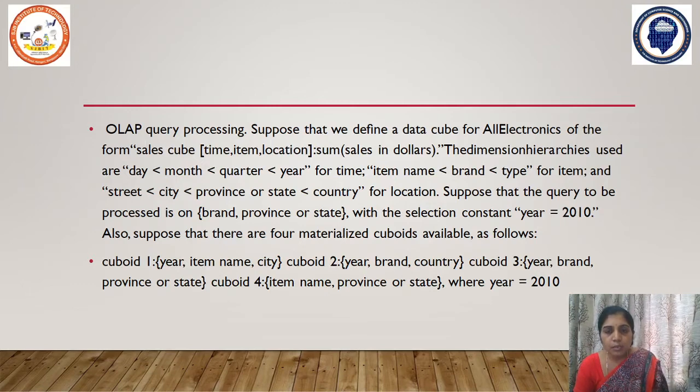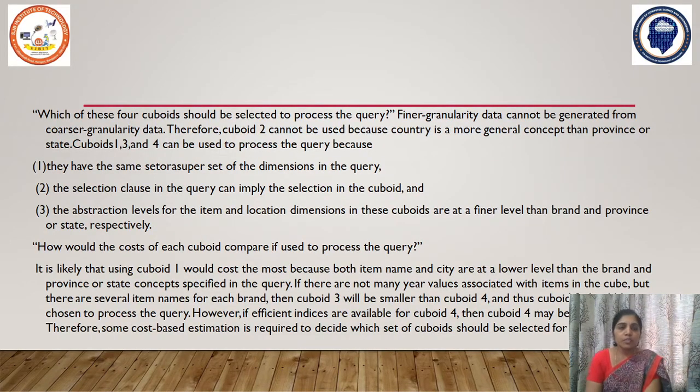So finer granularity data cannot be generated from coarse granularity data. This you need to keep in mind. So keyword 2 cannot be used because country is a more general concept than province or state. So only keywords 1, 3 and 4 can be used for processing the query. So here because they have the same set or superset of the dimensions in the query, the selection clause in the query can imply the selection in the keyword. The abstraction levels for the item and location dimensions in these keywords are at a finer level than brand and province or state respectively.